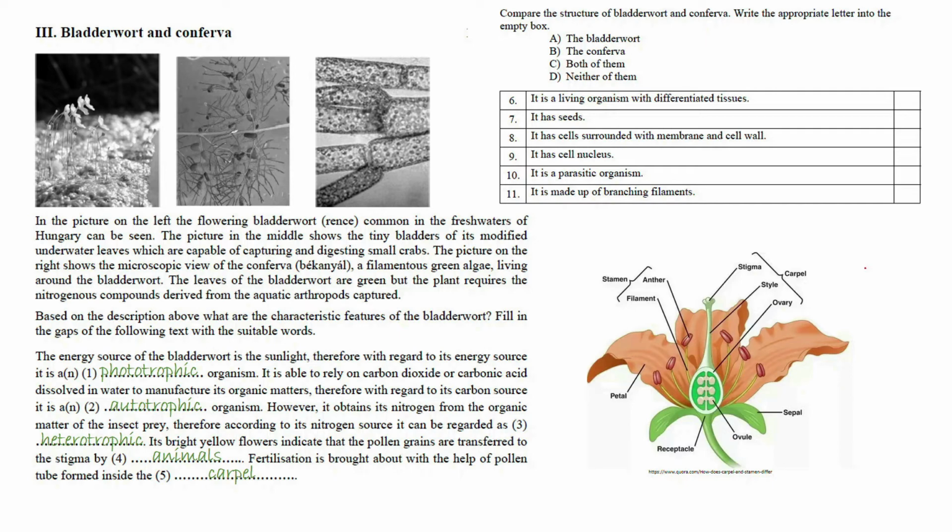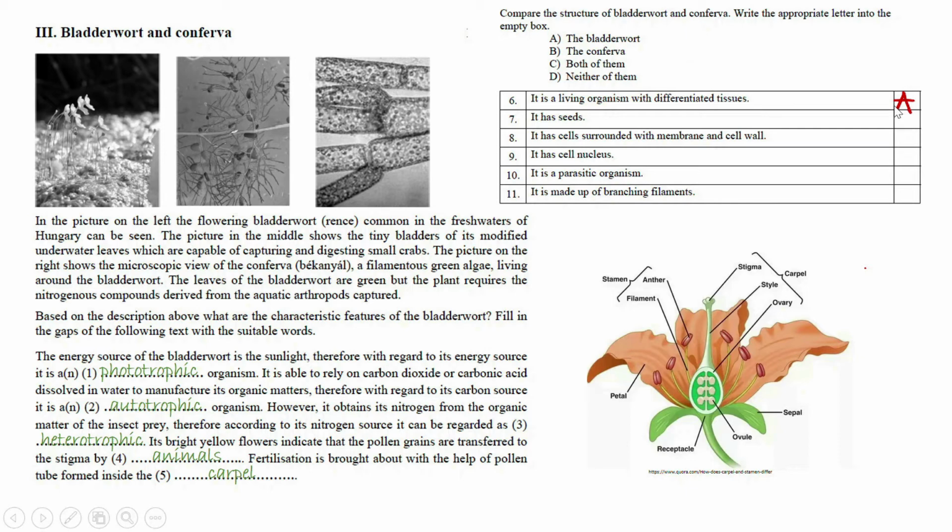Compare the structure of bladderwort and conferva. Write the appropriate letter into the empty box. It is a living organism with differentiated tissues. Both of them are living organisms, but the conferva is an algae. Therefore, it has a thallus body, so no real tissues are present there, so only the bladderwort can be the good answer. Therefore, we write A in here.